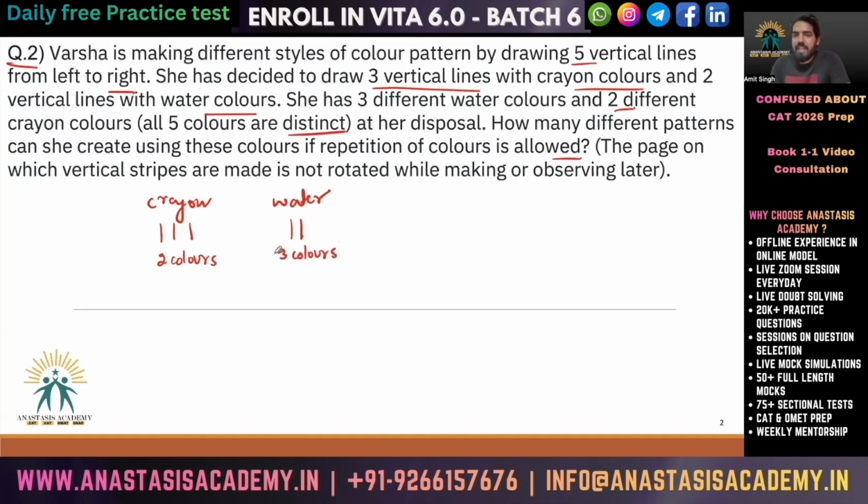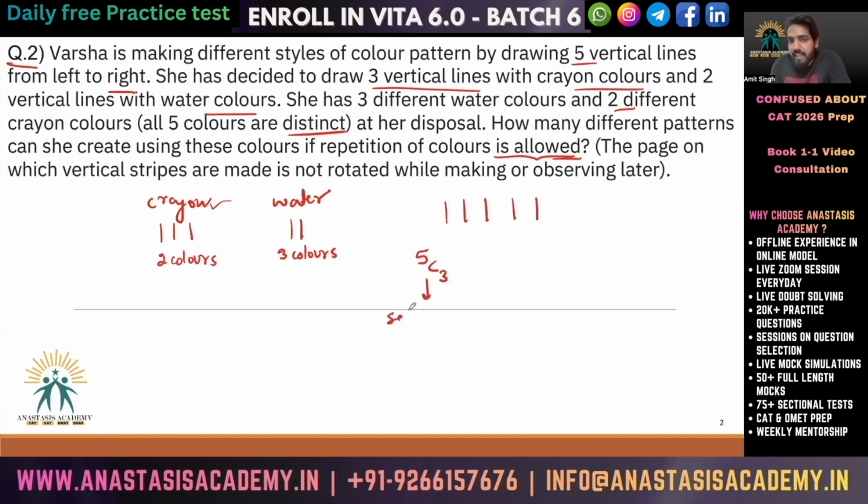Okay, now we have to draw 5 lines. 1, 2, 3, 4, 5, and these are all five. We have 5 different colors, but repetition is also allowed. So out of these 5 lines, 3 would be of crayon and 2 would be of watercolor. So first, let me select the 3 lines which we need to draw with crayon colors. Selecting 3 lines out of these 5 would be done in 5C3 ways.